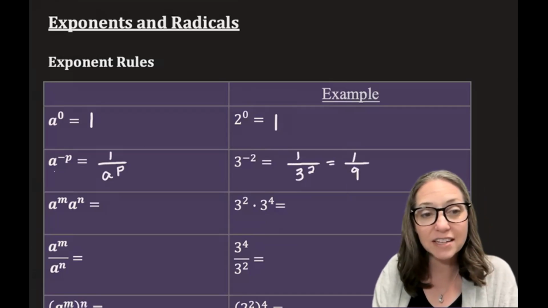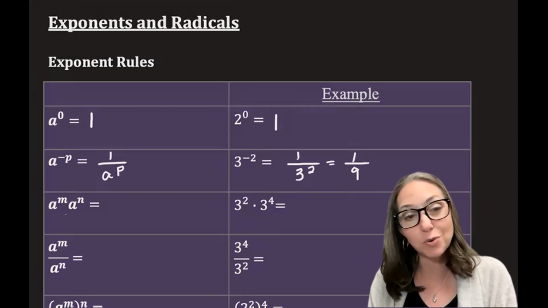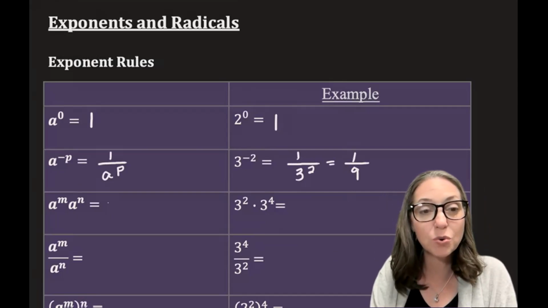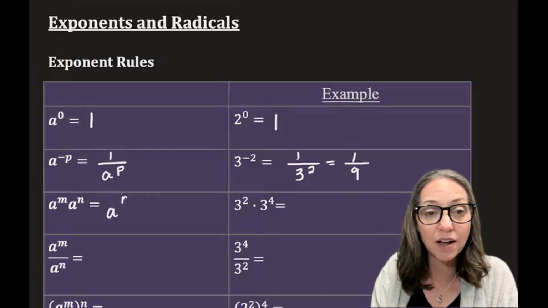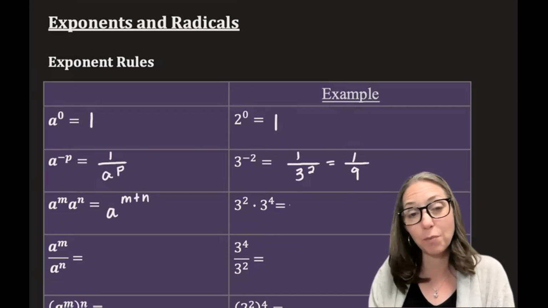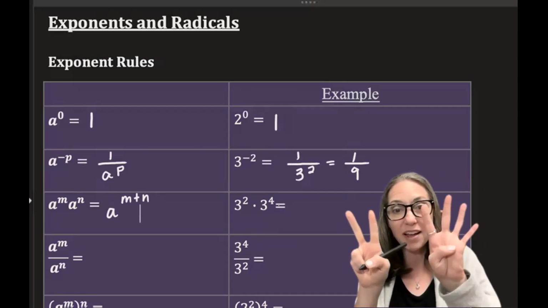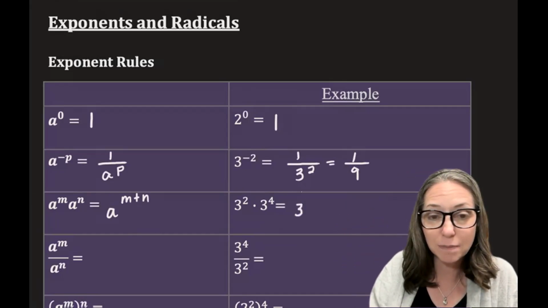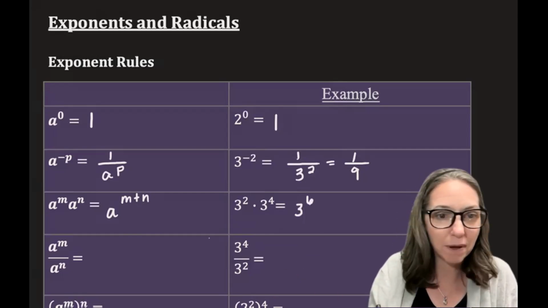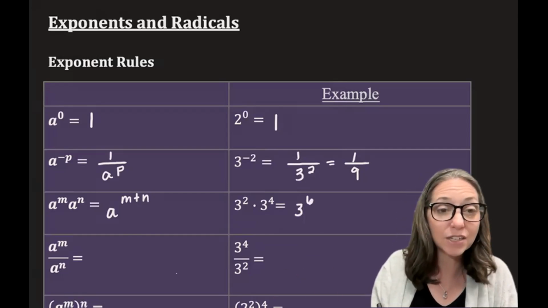Next, we have a to the m times a to the n. If you have the same base, different exponents, and you are multiplying, that is equivalent to adding those exponents. So that is equivalent to a to the power of m plus n. For example, 3 squared times 3 to the 4th, right? That's 2 3s times 4 more 3s. You're really just multiplying 6 3s all together. So that's equivalent to 3 to the power of 6, which doesn't really matter what that is. The point is you add the exponents.